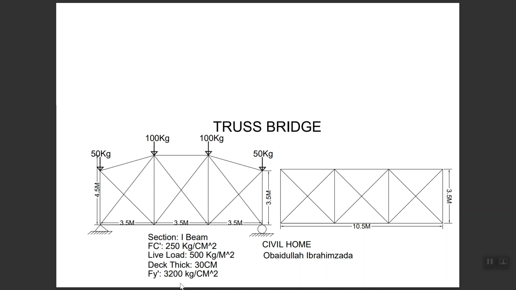What is yield strength? Yield strength means that when our steel reaches this 3200 kg per centimeter square load, it starts to deform and never comes back, or never regains its original shape. We can also say yield strength is the point where the elastic behavior of the section changes to plastic behavior. So let's start.